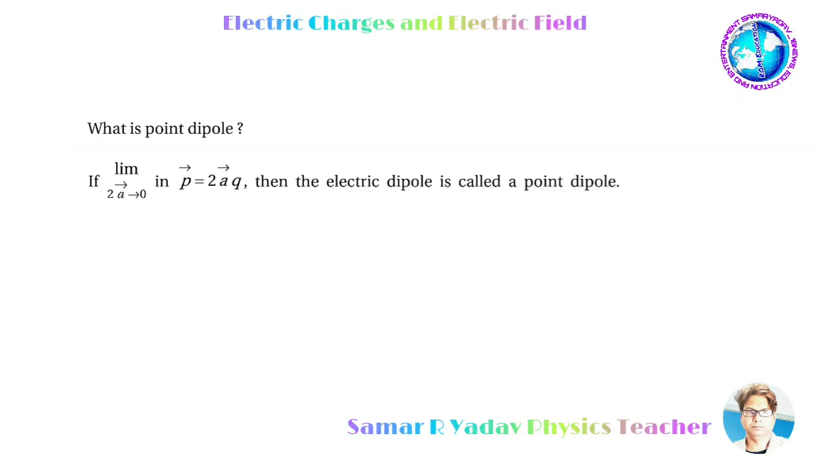What is point dipole? If the limit 2a vector tends to 0 in vector p is equal to 2a vector times q, then the electric dipole is called point dipole.